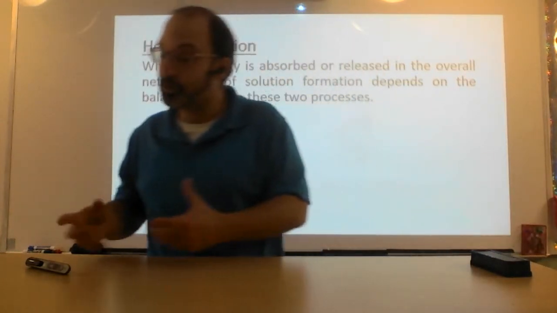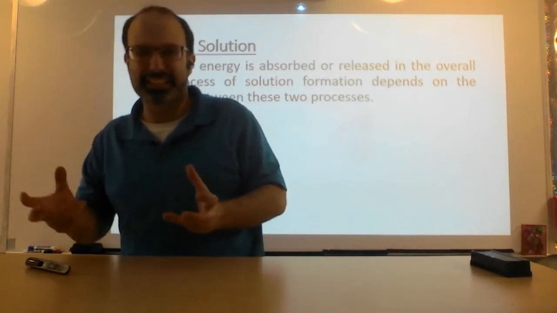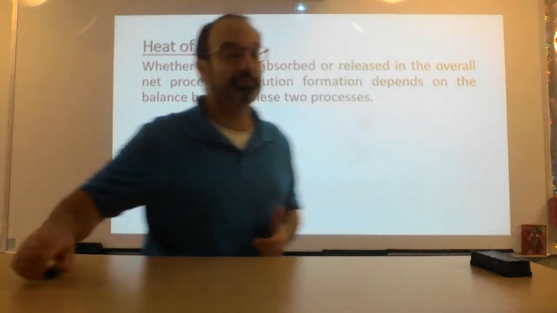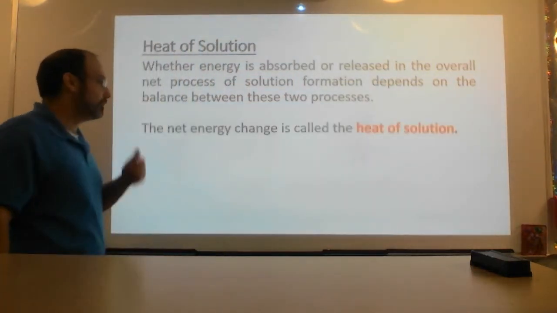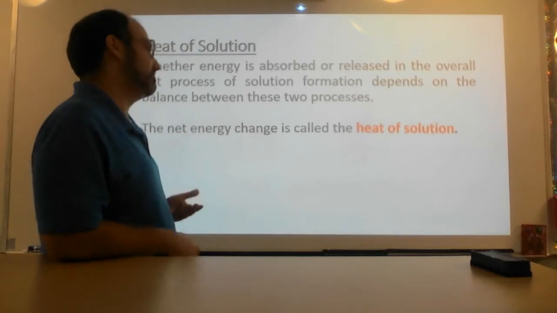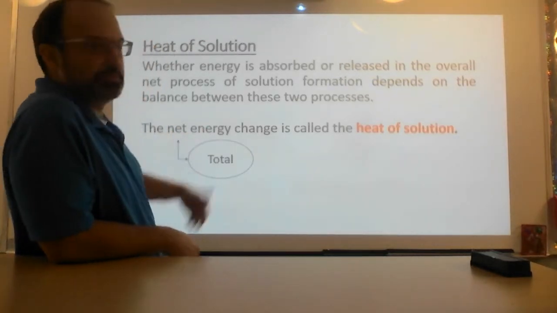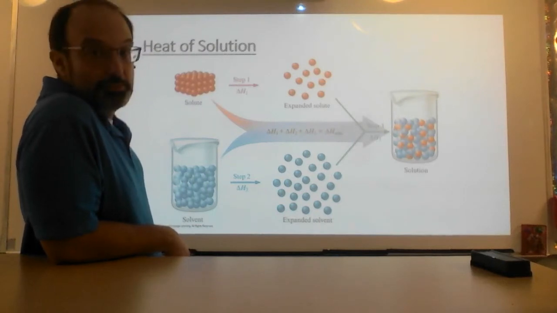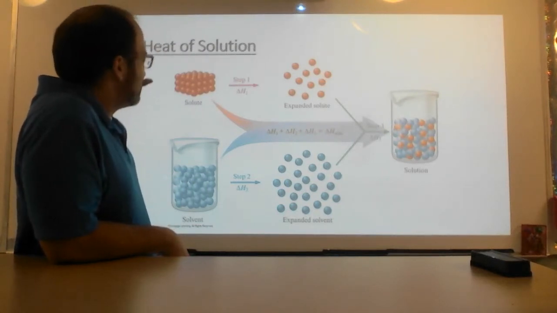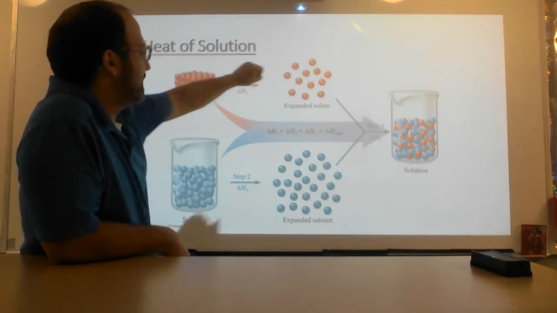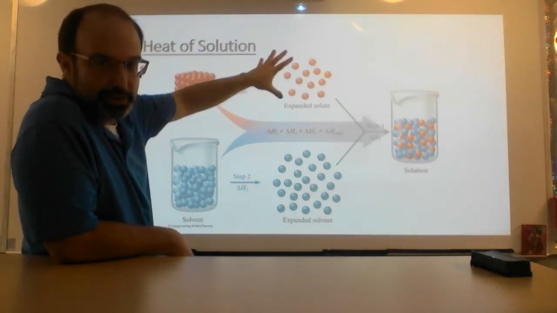If it's the other way around and I break the bond and it doesn't take very much and then I make a new one and I get tons, then overall I gain energy. Right? So the net change is called the heat of solution or the heat of solvation. And again, net is total. So here's kind of the steps that we're dealing with in pictorial form. You've got your cube of some solid in this case. Let's say it's salt. The first step is I got to expand that. I got to spread it out.